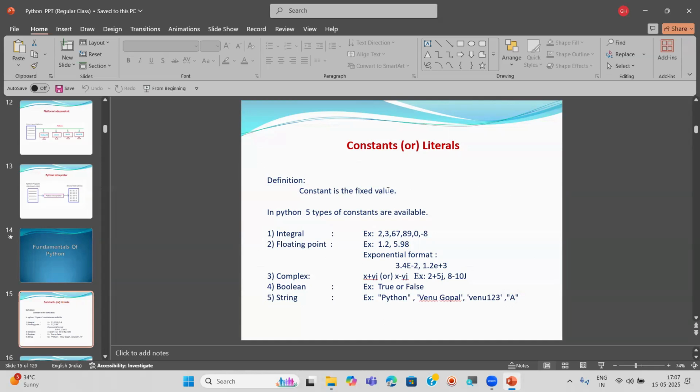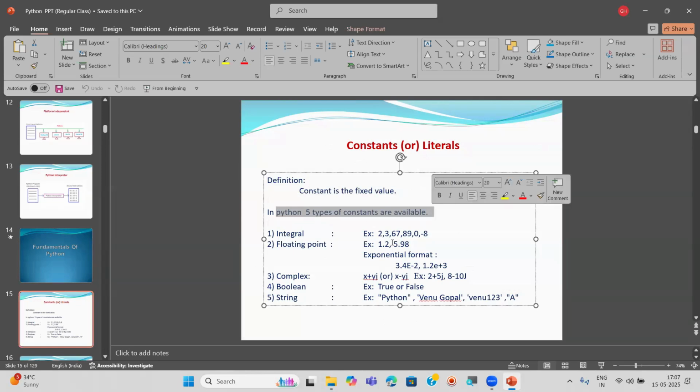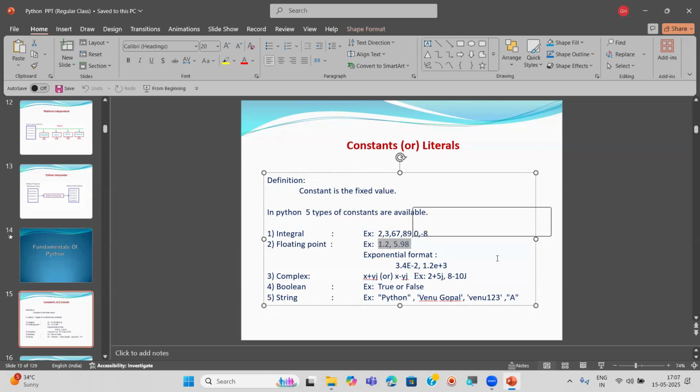Constants means fixed value. The fixed value is called a constant. In Python, we have five types of constants. What are those? Integral constants. Example, the numbers: positive numbers, negative numbers, zeros are also called integrals or integer values in Python programming. Floating point constants means, for example, 1.2, 5.99, the numbers which you represent using the fraction part, like 1.2, 3.5, or 0.008, something like that.